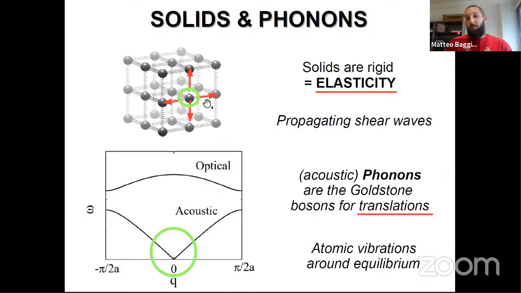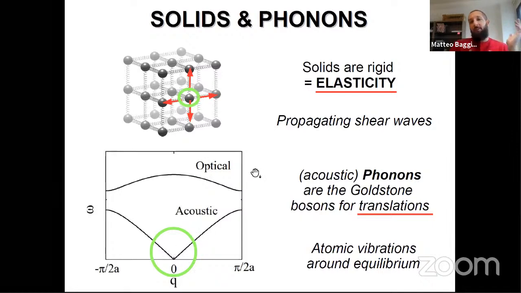From a theoretical point of view, the phonons are the Goldstone bosons for translations. So you can see a solid as a system that spontaneously breaks translational symmetry. The acoustic phonons, to be more precise, which are these atomic vibrations, are nothing else than the associated Goldstone modes. Here I made a cartoon, which is basically the simplest cartoon ever. You can see that at low momenta you have a propagating mode, this acoustic phonon, and the speed of this object is linked to the elasticity of the system. The more rigid the system, the faster these modes.